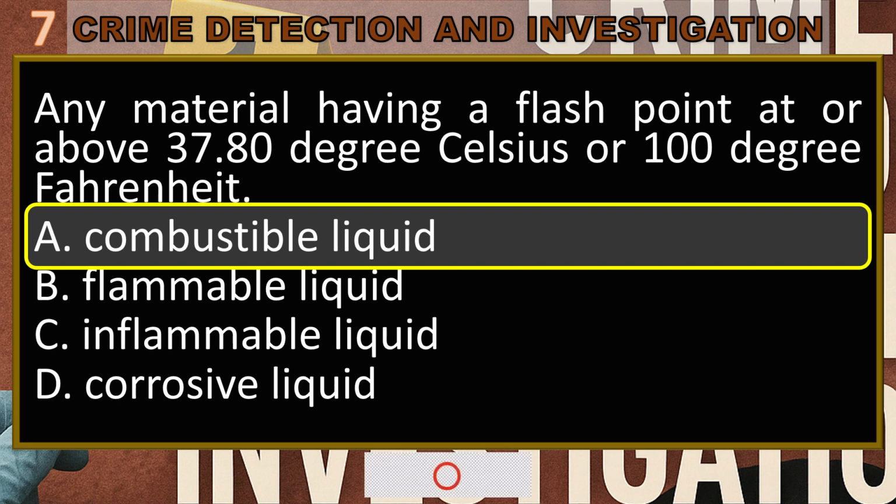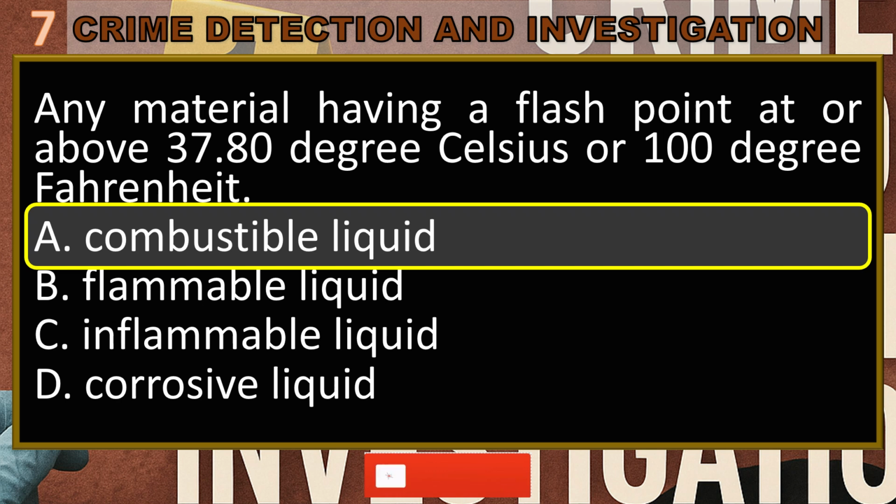Reason for the chosen answer, A. Combustible liquid. A combustible liquid is defined as a liquid that has a flash point at or above 37.8 degrees Celsius, 100 degrees Fahrenheit. The flash point is the lowest temperature at which a liquid gives off vapor that can ignite in air. Combustible liquids are less volatile and ignite less easily than flammable liquids, making this the correct classification for the given temperature range.